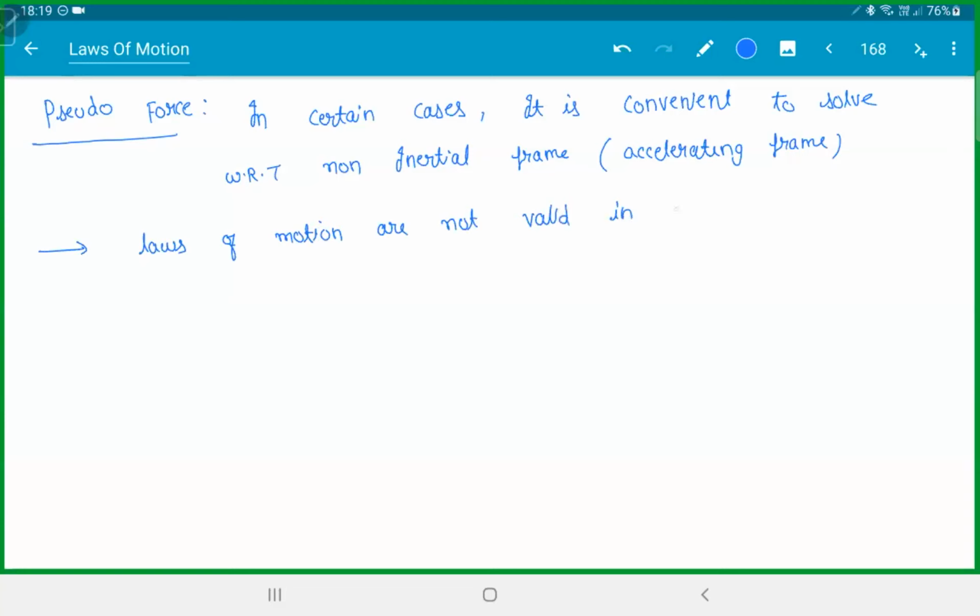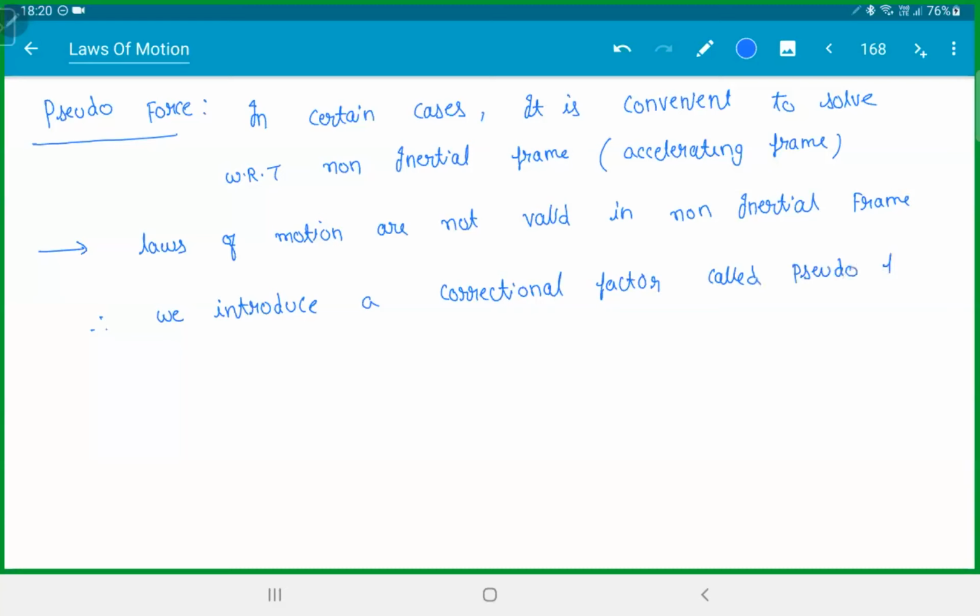in non-inertial frame. But we are kind of used to solving in non-inertial frames also. We want to use laws of motion. So what we do, therefore, we introduce a correctional factor. Now listen to the word. We introduce a correctional factor called pseudoforce. It doesn't exist. It is a mathematical thing which you have introduced in order to make the equations right.